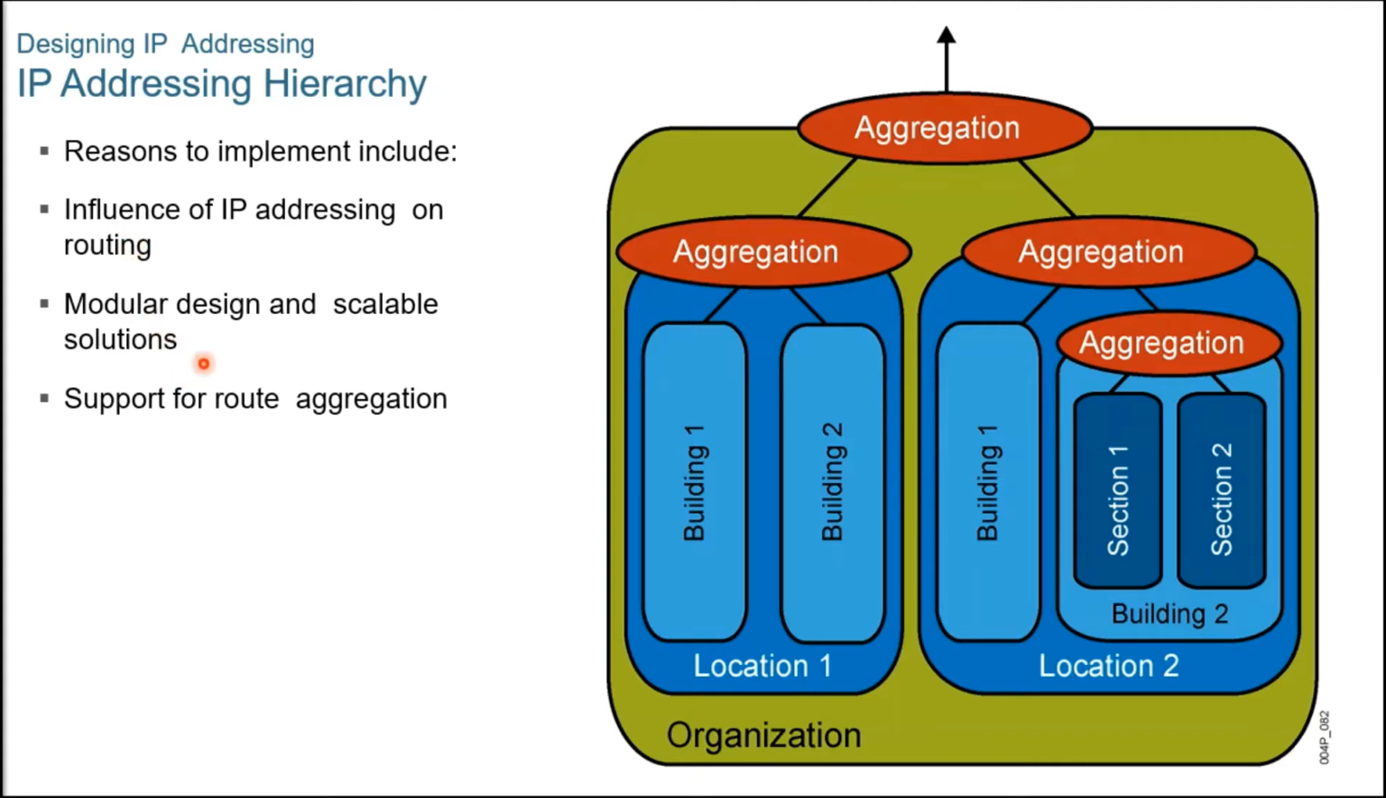The next one is modular design and scalable solutions. Whether building a new network or adding a new service on top of the existing infrastructure, a modular design helps to deliver a long-term scalable solution. IP addressing modularity allows the aggregation of routing information on a hierarchical basis. Next is route aggregation. Route aggregation is used to reduce the routing overhead and improve routing stability and scalability.